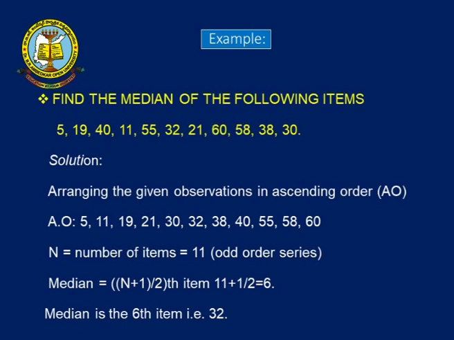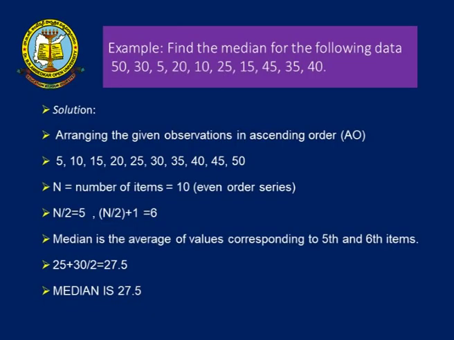For finding the median of an individual series, first arrange the data in ascending order, second count the number of observations. If the observations are even, we use the average of the n by 2th and (n plus 2) by 2th items. If the number of observations is odd, then the (n plus 1) by 2th observation is the median. Okay, this is the individual series problem process. Next, one more example. Find the median for the following data: 50, 35, 20, 10, 25, 15, 45, 35 and 45.